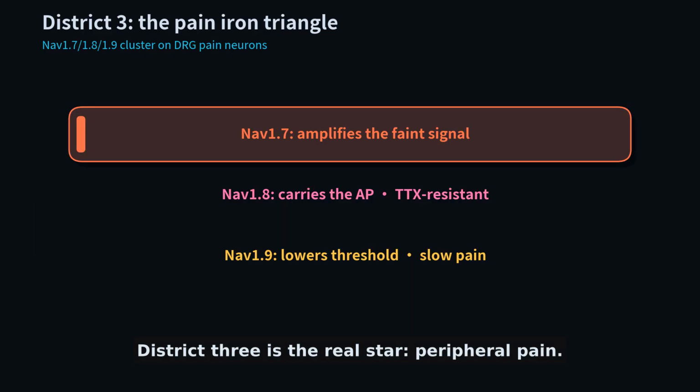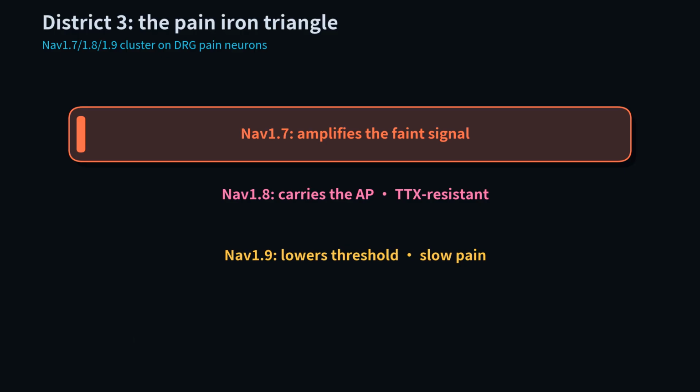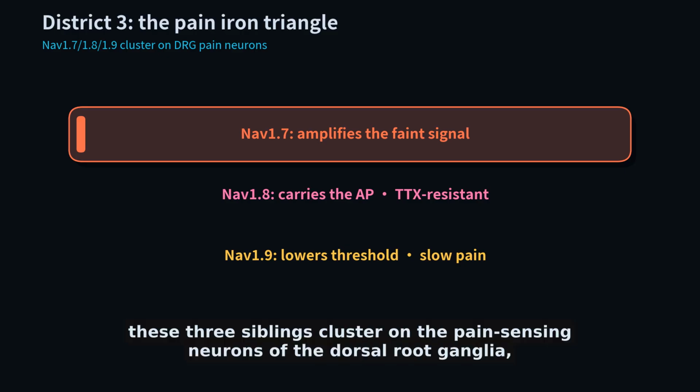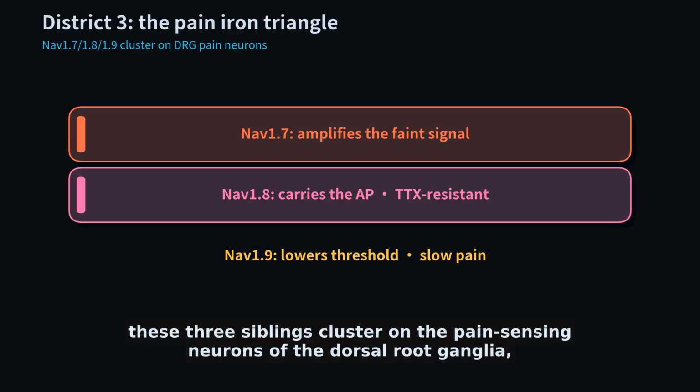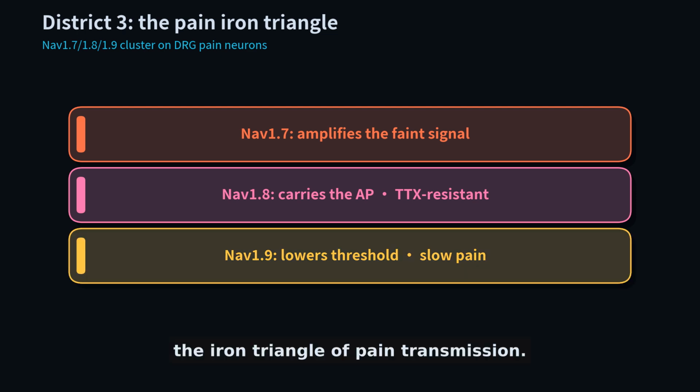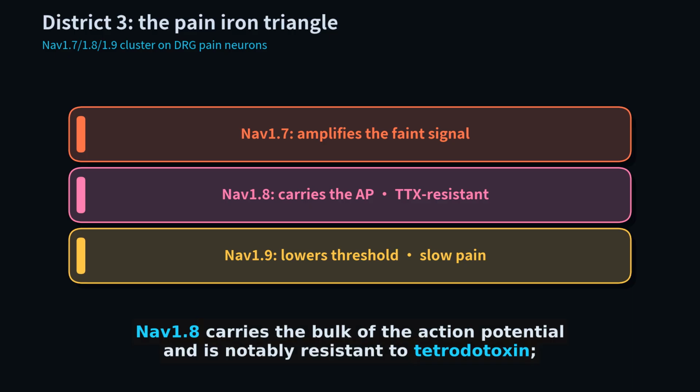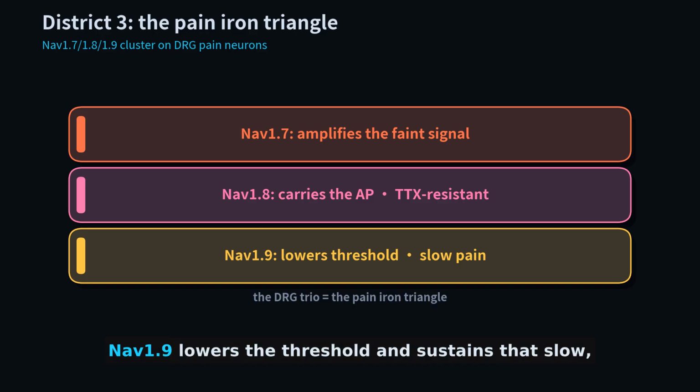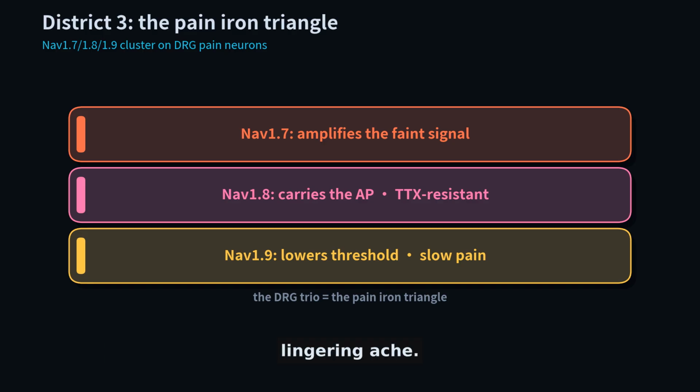District 3 is the real star: peripheral pain. NaV 1.7, NaV 1.8, and NaV 1.9, these 3 siblings cluster on the pain-sensing neurons of the dorsal root ganglia, the iron triangle of pain transmission. NaV 1.7 amplifies the faint signal, as we covered last time. NaV 1.8 carries the bulk of the action potential and is notably resistant to tetrodotoxin. NaV 1.9 lowers the threshold and sustains that slow, lingering ache.